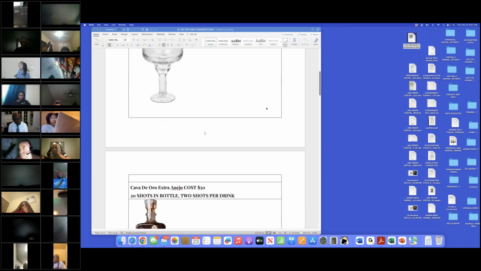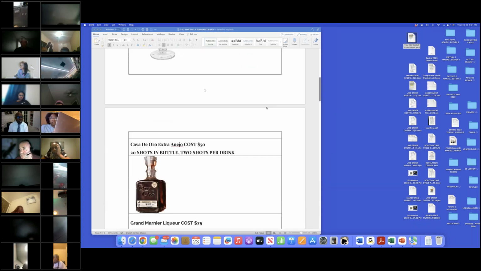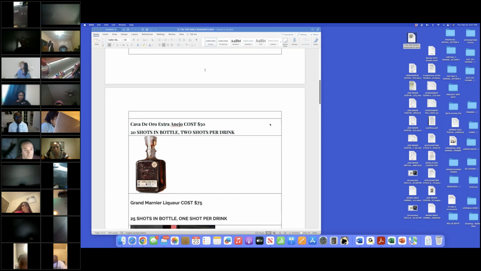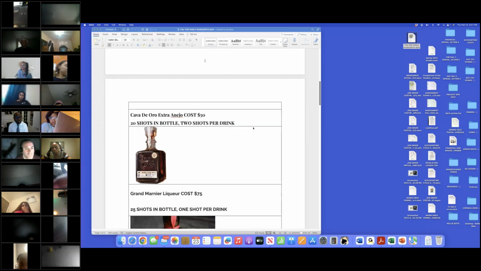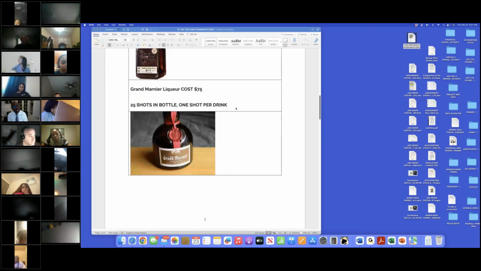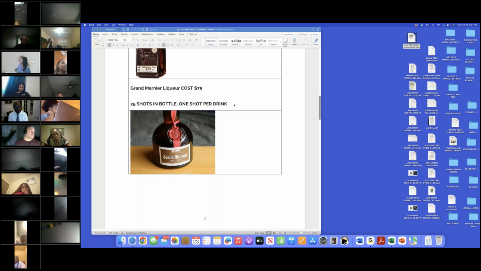Then you had 2 shots of the tequila. There are 20 shots in the bottle. The bottle costs $50. So how much was each shot costing? $2.50 per shot. You needed 2 shots, so that should be $5. That's correct. Then for the Grand Marnier, it costs $75, 25 shots. So that's $3, correct? Yes, 1 shot per drink. So that's $3.